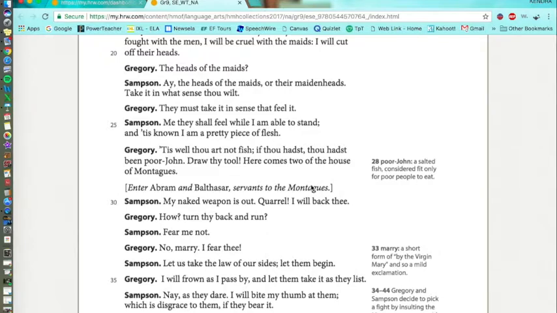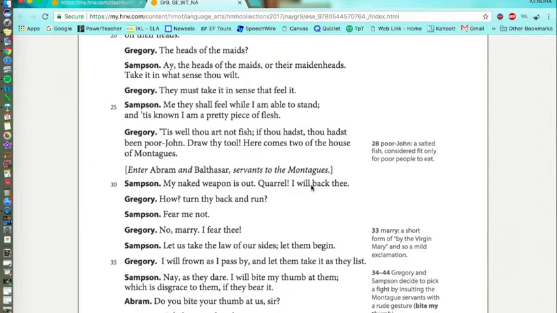Samson is a big talker. He's talking himself up pretty good. Gregory: "'Tis well thou art not fish. If thou hadst, thou hadst been poor John. Draw thy tool, here comes two of the house of Montagues." A poor John is a salted fish considered fit only for poor people to eat, so he's just like, you're not as tough as you think you are. And then all of a sudden he's like, draw your sword, because here come two people from the house of the Montagues. That's when Abram and Balthazar walk in, and they're on the Montague side.